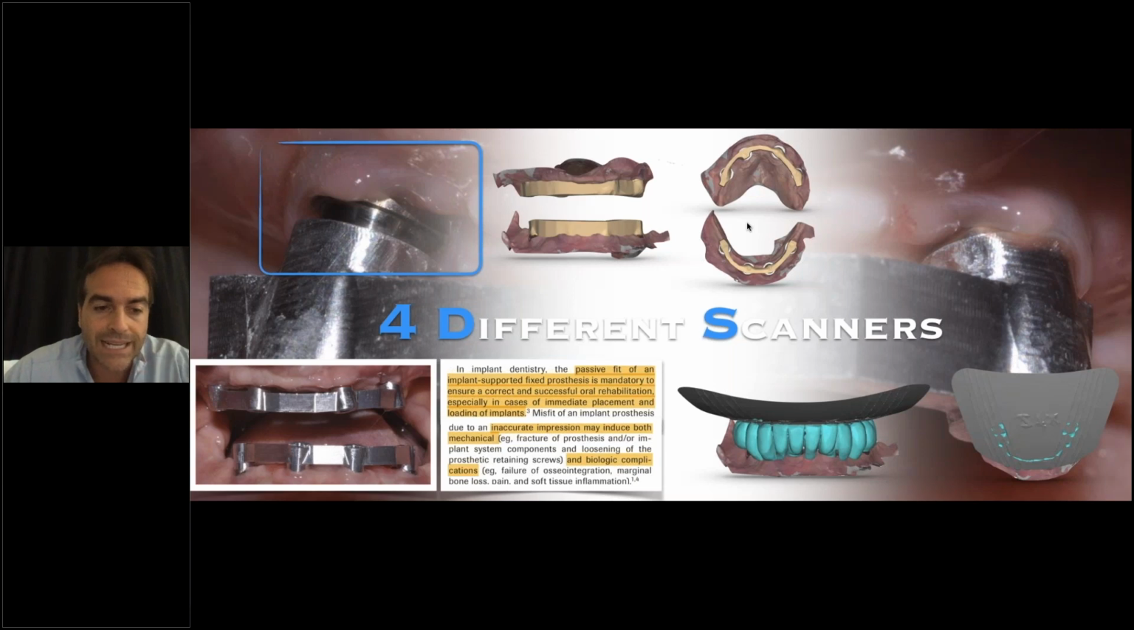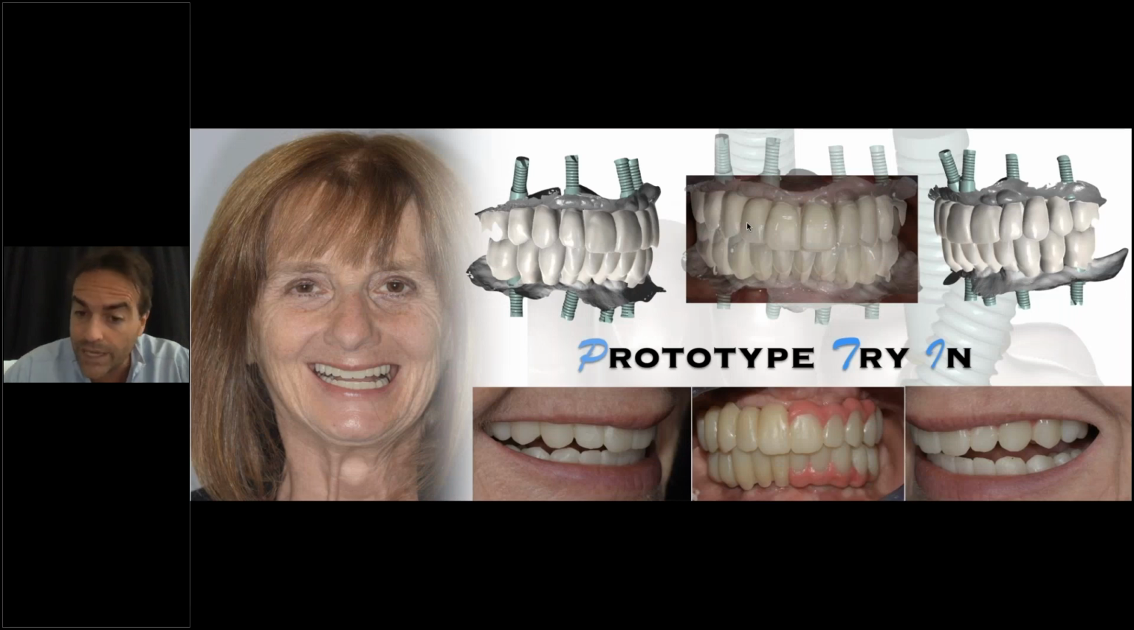Here we have on the left side a case in which we were not predictable, and on the right side a case in which we were predictable. And when we are predictable, we can finalize the restoration completely digital. By means of PMMA prototypes, we can test the aesthetic, we can test the function, we can test the accuracy of the impression.